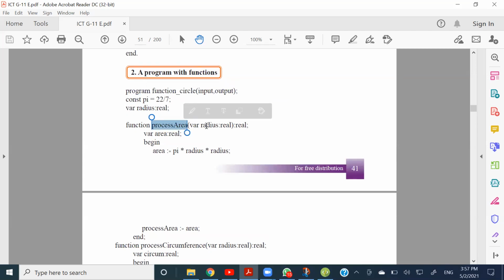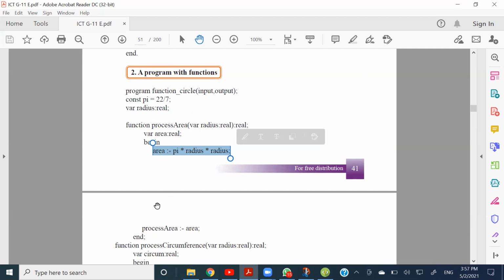And it has a parameter list. It's just one variable inside the parameter list, right? So it's a real, and it is saying the return will happen in real as well, right? And here, the beginning is there. So area is being assigned with this particular calculation. So it is a process inside the process area function.